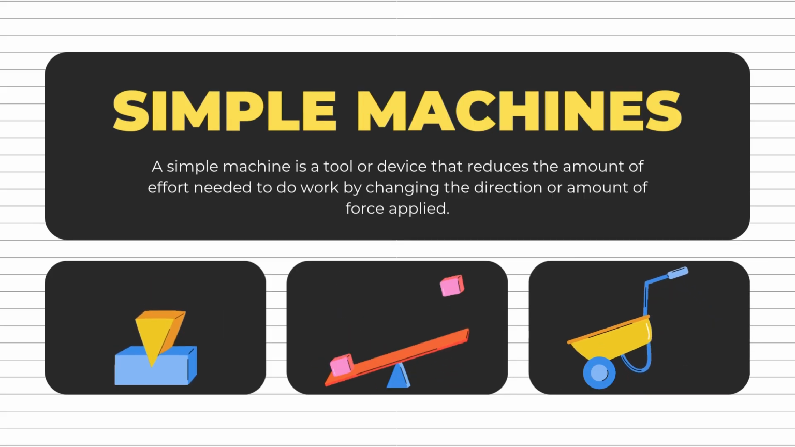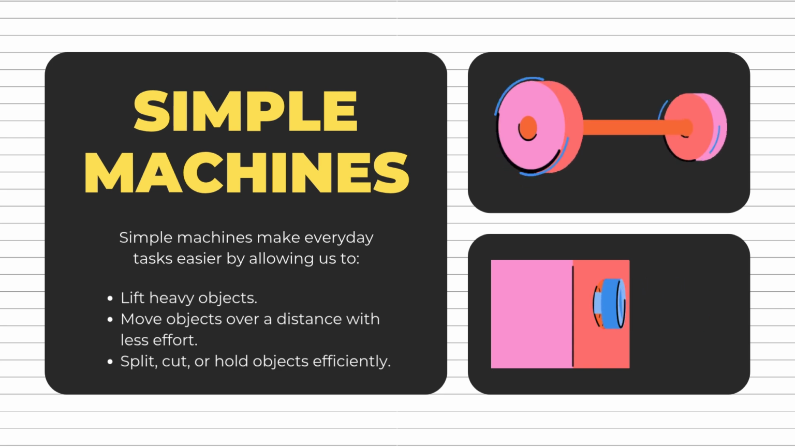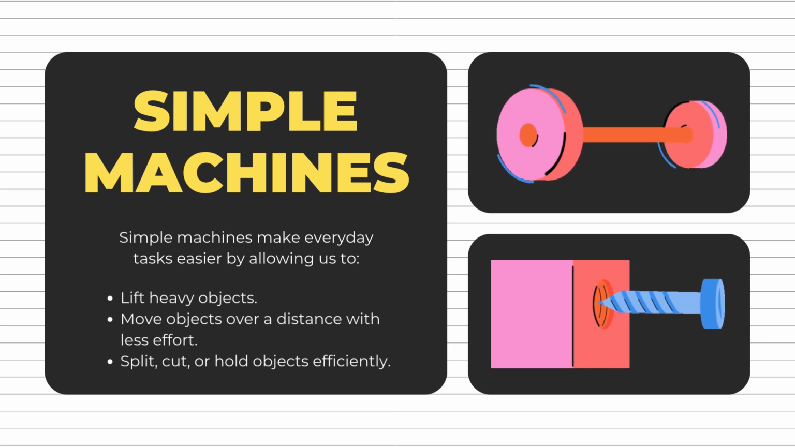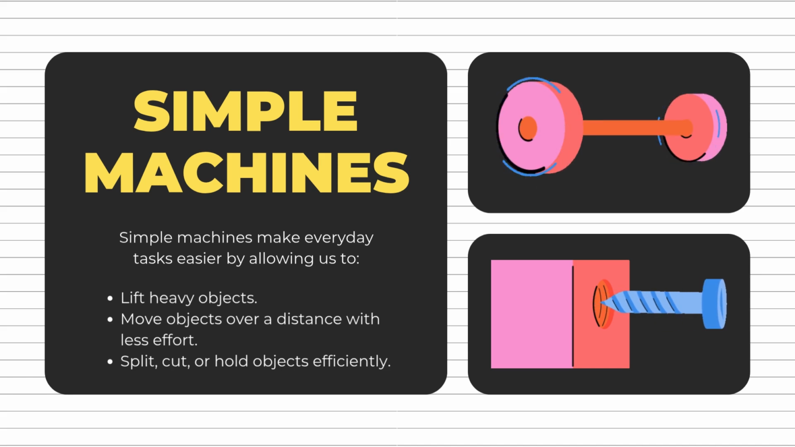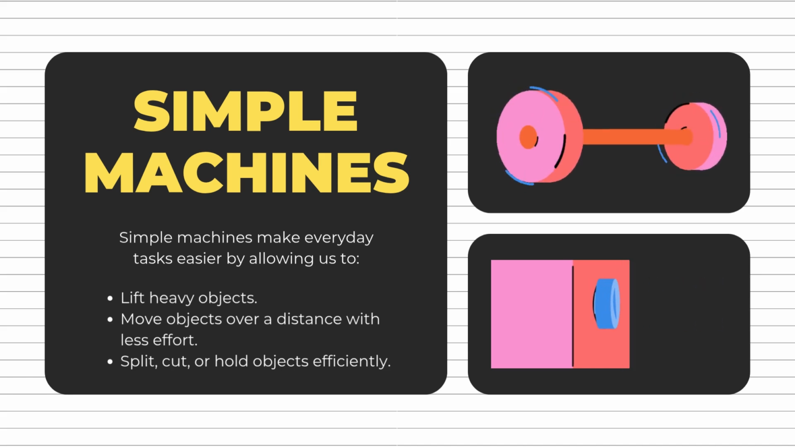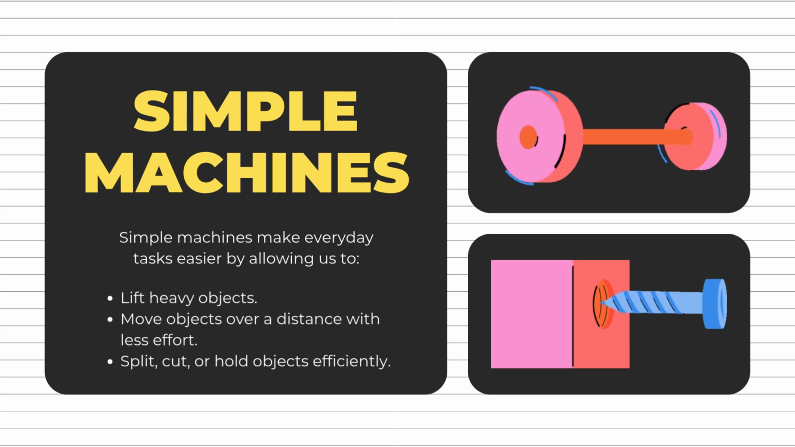Let's first define what simple machines are. A simple machine is a tool or device that reduces the amount of effort needed to do work by changing the direction or amount of force applied. Simple machines make everyday tasks easier by allowing us to first, lift heavy objects, second, move objects over a distance with less effort, and lastly, split, cut, or hold objects efficiently.